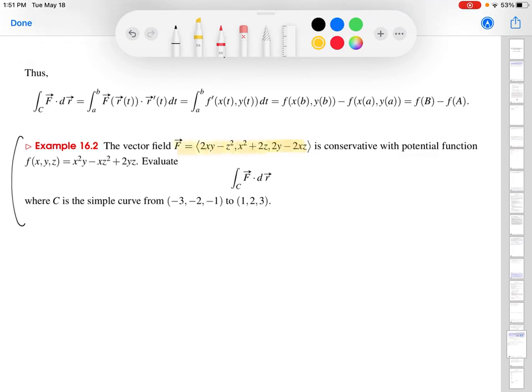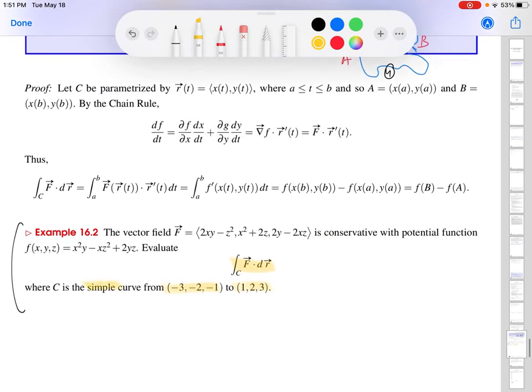Suppose we have a vector field given by this, and you're told that it's conservative with this potential function. Somewhere down the road, you may want to verify that by taking the gradient of little f and getting capital F, but you're given that information here. It says evaluate this vector line integral where C is the simple curve from here to here.